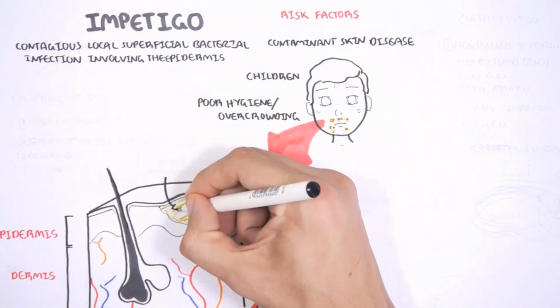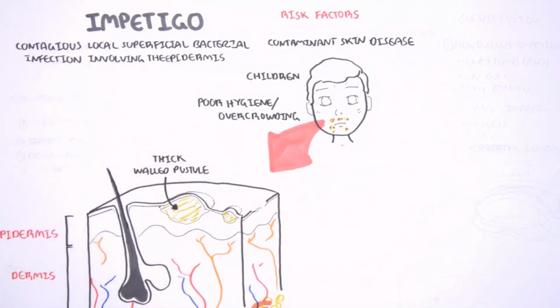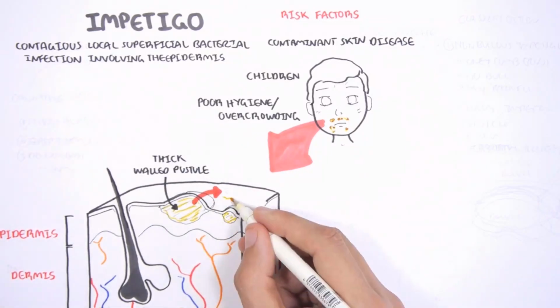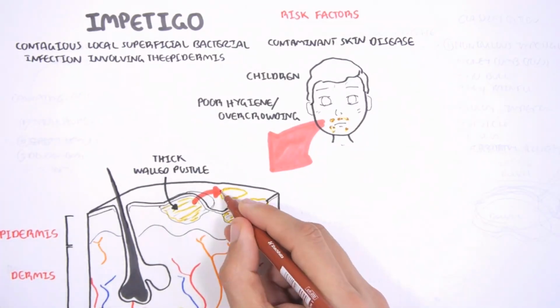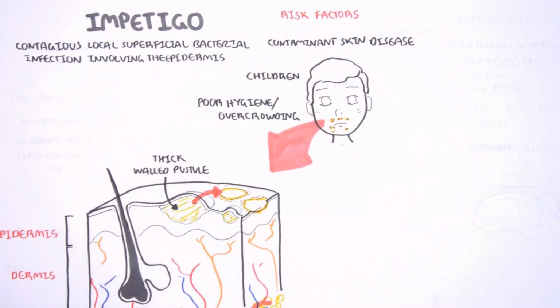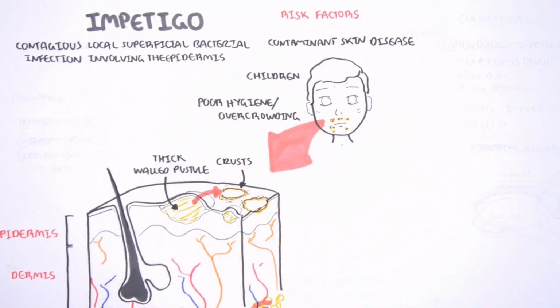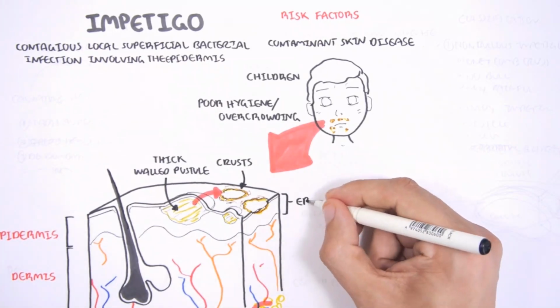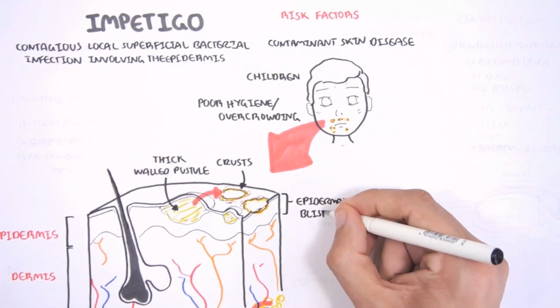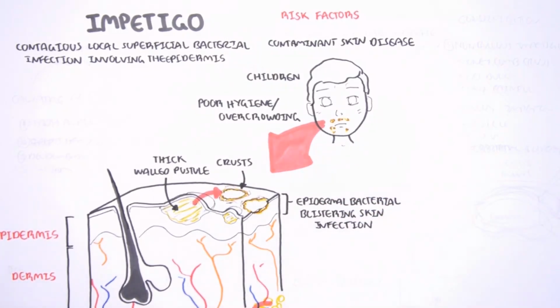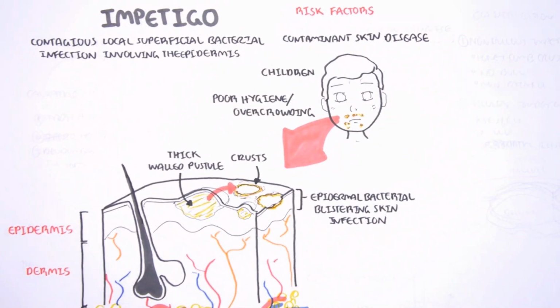Actually, it can also be pustule, which are usually thick-walled. But these can rupture, and when they rupture, they leave a yellow-brown crusting lesion around it. And this is a classical feature of impetigo. And again, it only involves the epidermis. And so impetigo is an epidermal bacterial blistering skin infection.